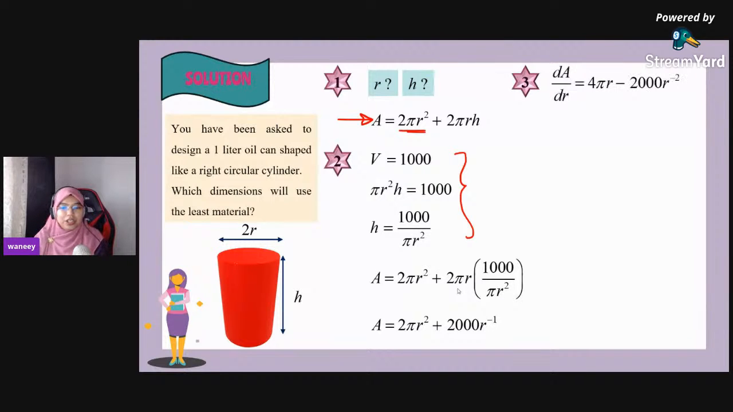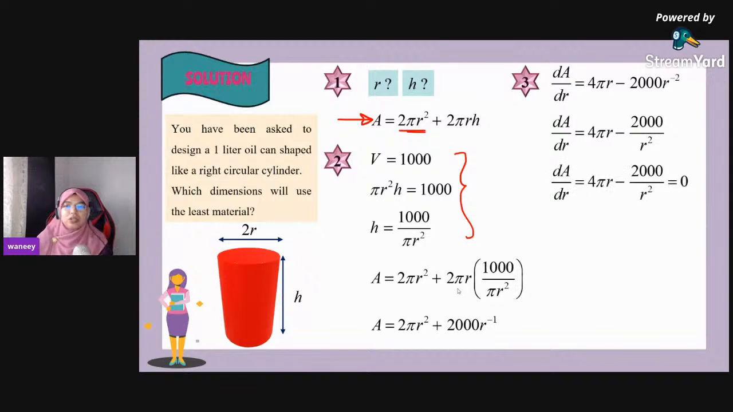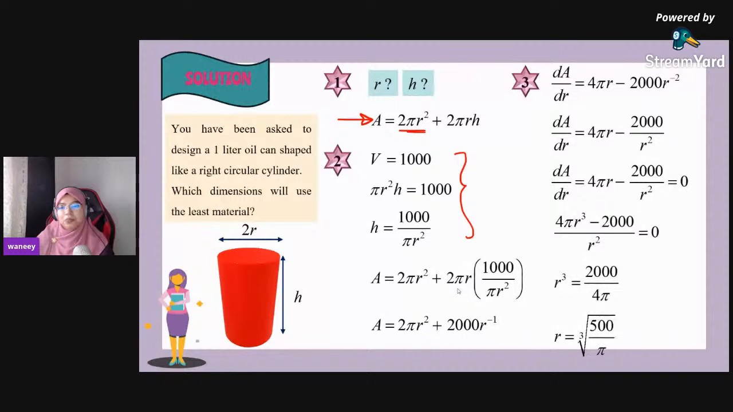Okay, so now differentiate them. It will give you 4 pi r square minus 2000 r to the power of negative 2. Let them equal to 0. So you're going to solve and you are going to get r cube is equal to 2000 over 4 pi, and r is actually the cube root of 500 over pi. So of course now you can use your calculator and find out what this value is.